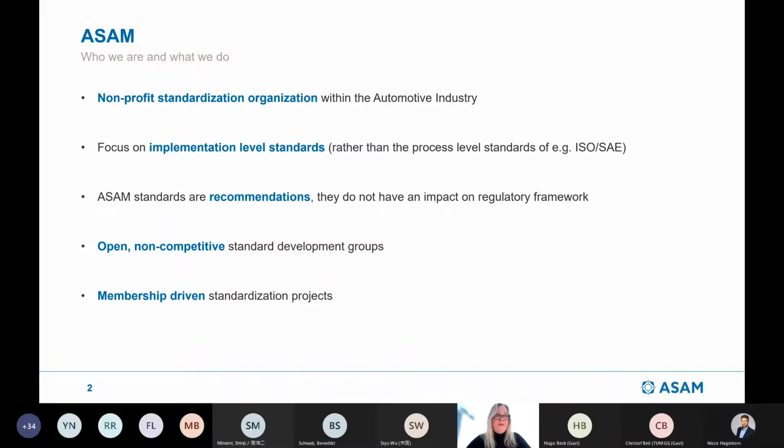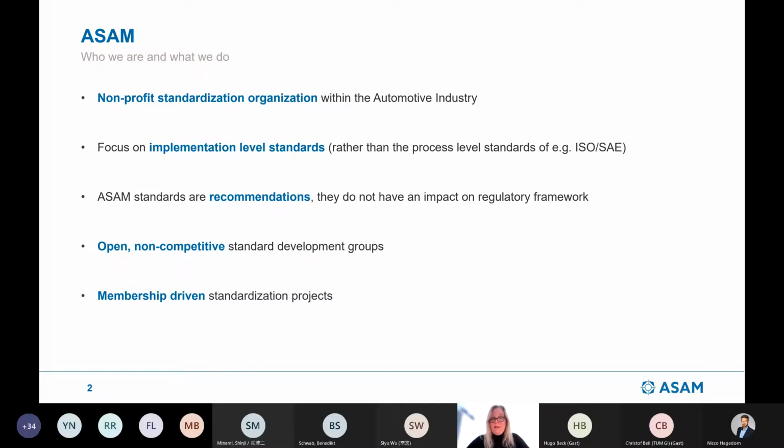and introducing ASAM. I try to make it quick so you can go straight to business and to what's really important. Nevertheless, I think there are a couple people who don't know ASAM yet, and that's why I'm introducing us again. We are non-profit. We are a standardization organization for the automotive industry. And we focus on implementation level standards. That means we don't have any process standards defining processes and so on. It's more like a hands-on standard for implementations, formats, APIs, things like that.